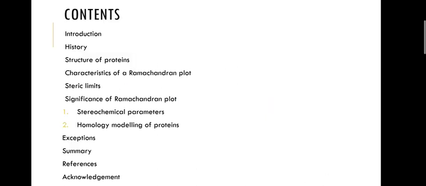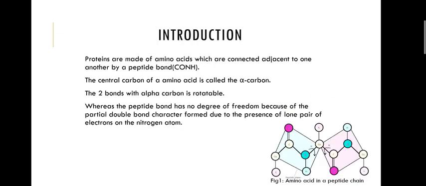These are the contents, which include introduction, history, structure of proteins, characteristics of a Ramachandran plot, steric limit, significance of a Ramachandran plot, exceptions, summary, references and acknowledgement.